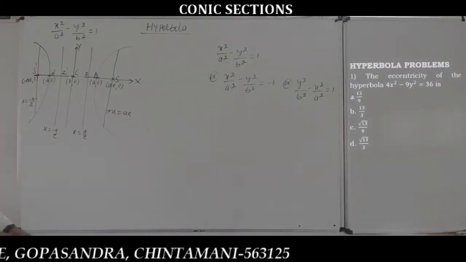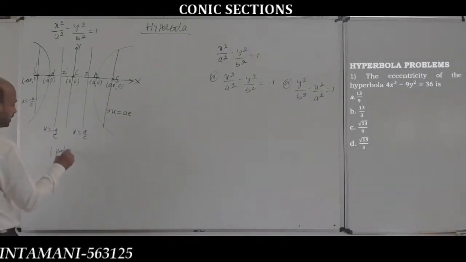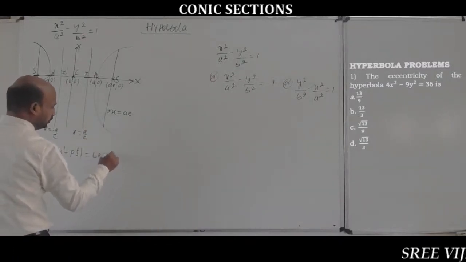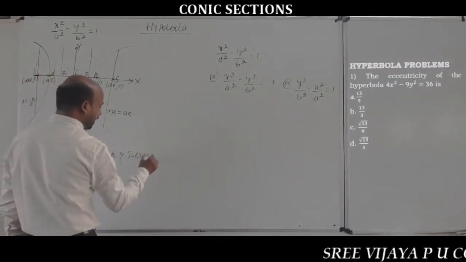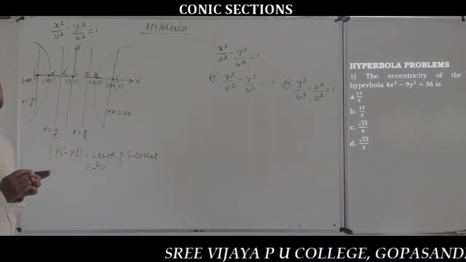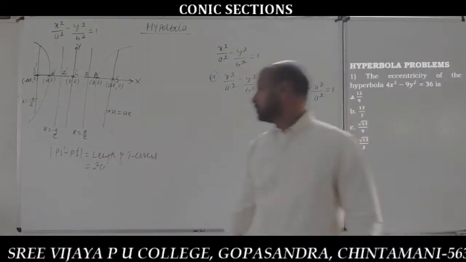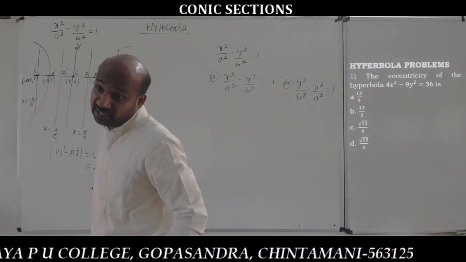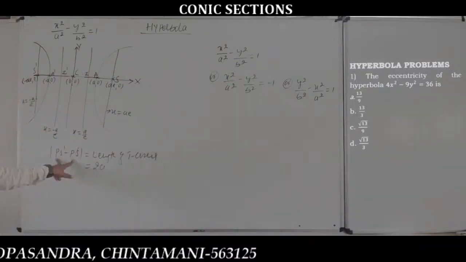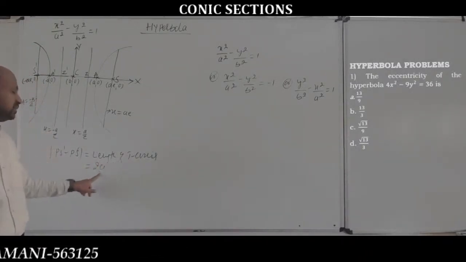A hyperbola is a conic whose difference of focal distances is equal to the length of the transverse axis. So again, 2a. So in case of ellipse, sum of focal distances of any point on the ellipse is equal to length of major axis. Here, difference of focal distances of any point on the conic is equal to length of transverse axis. Here, length of transverse axis is 2a.